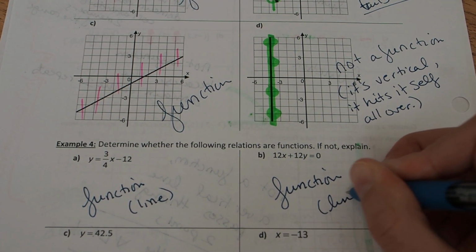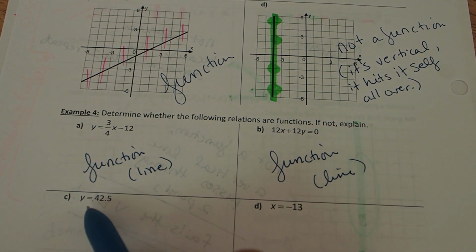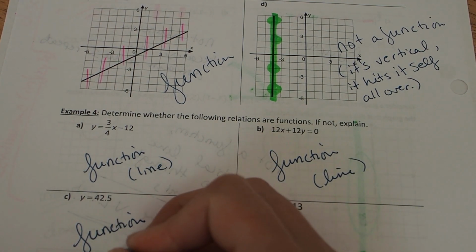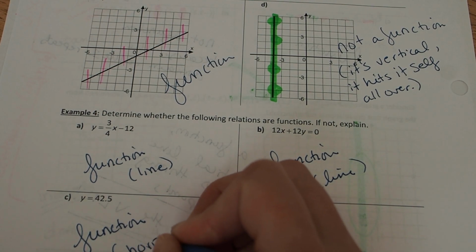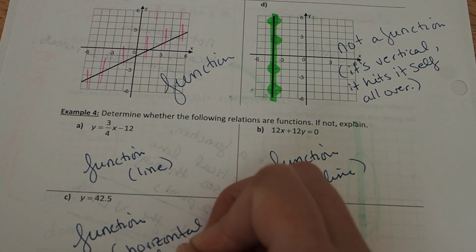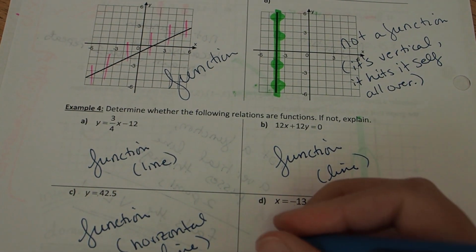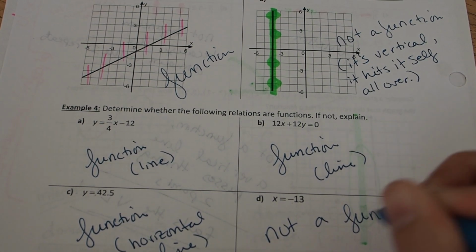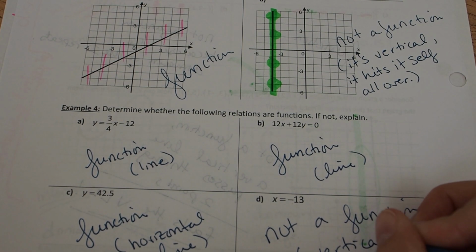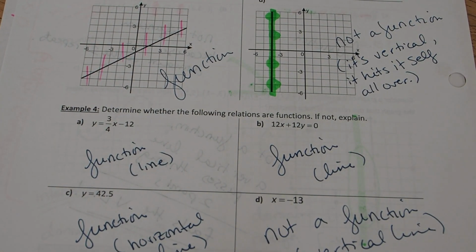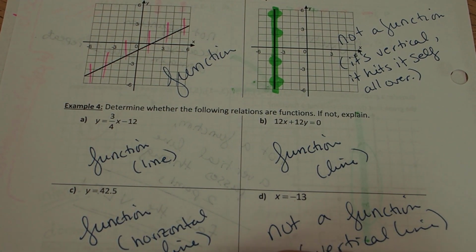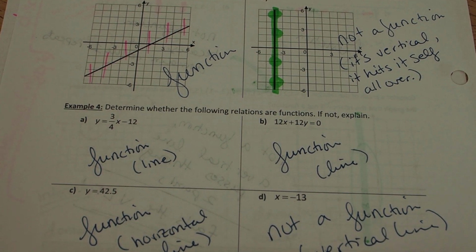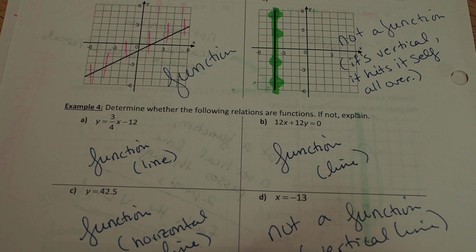It's also a line. Okay, now if you remember, y equals a number is a horizontal line, so I know horizontal lines are also functions. It's a function because it's a horizontal line. And this one, x equals a number, is vertical, so this one is not a function because it is a vertical line. All right. So all diagonal and horizontal lines are functions. And all vertical lines are not functions.